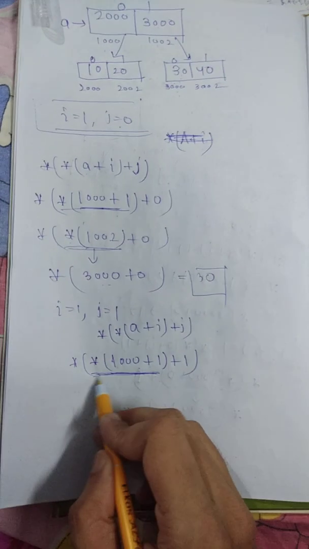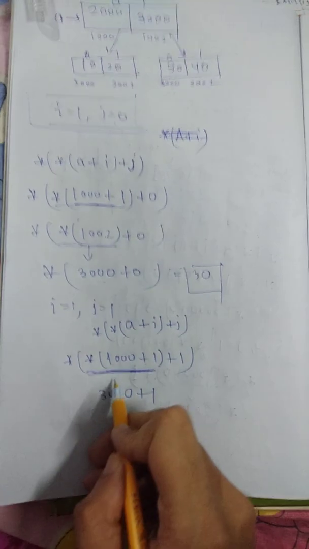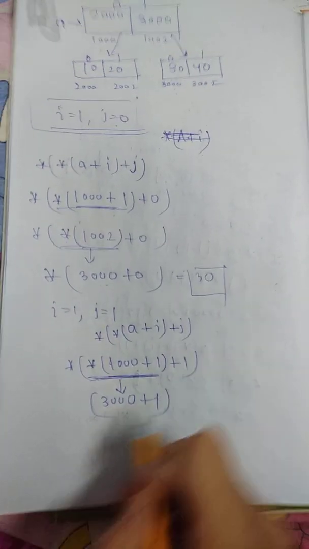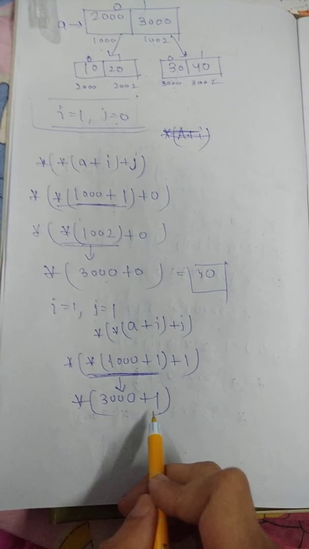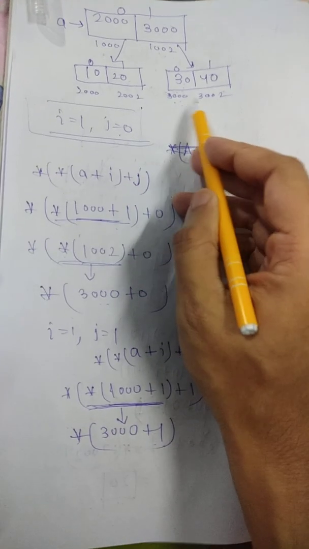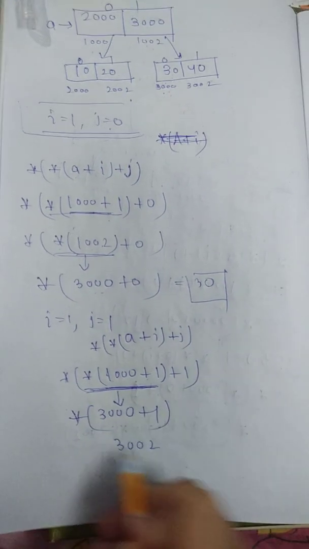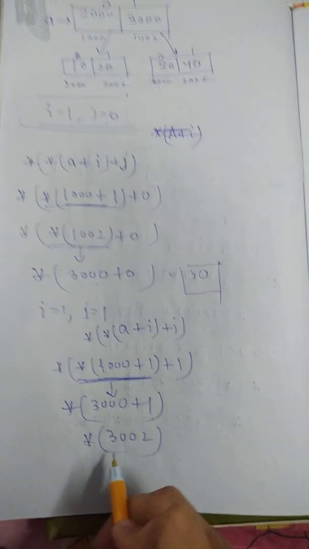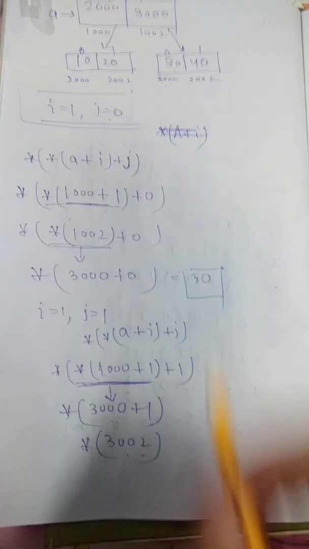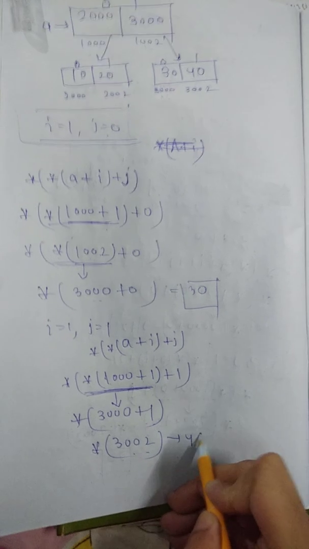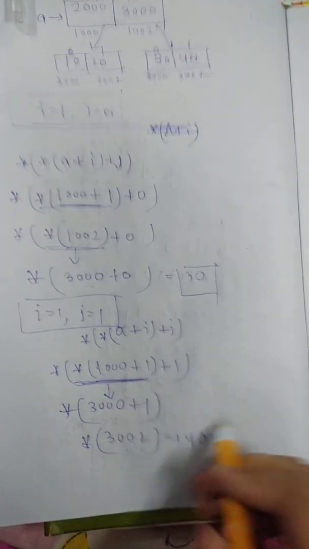That means this overall gives what? 3000. Then plus 1, this gives 3000. Then plus 1, then it is star. So what is 3000 plus 1? This is the next memory location. Here is the 3000. Next memory is your 3002. So overall it gives 3002 star. So value at 3002. What is value at 3002? That is your 40. So it gives 40. So for I equal to 1 and j equal to 1, what do we find? 40.